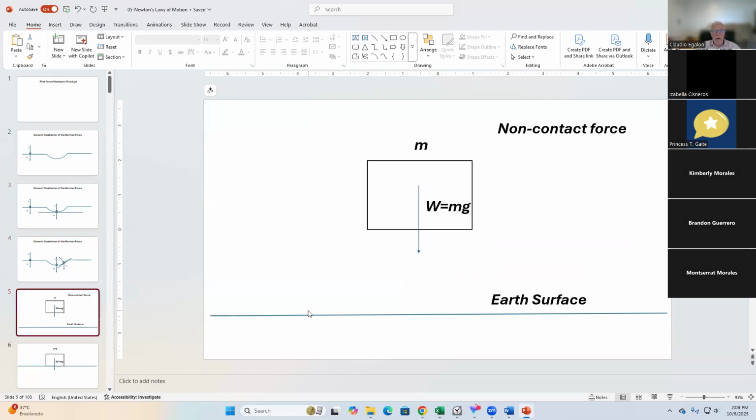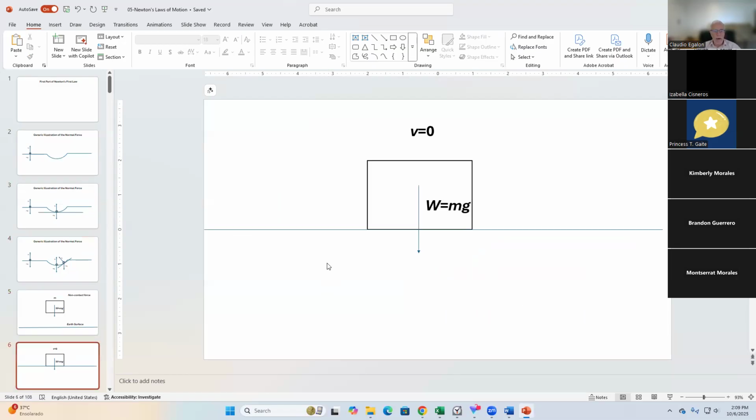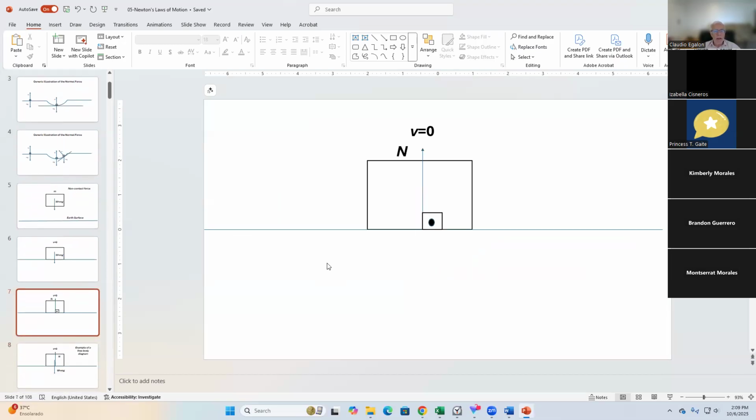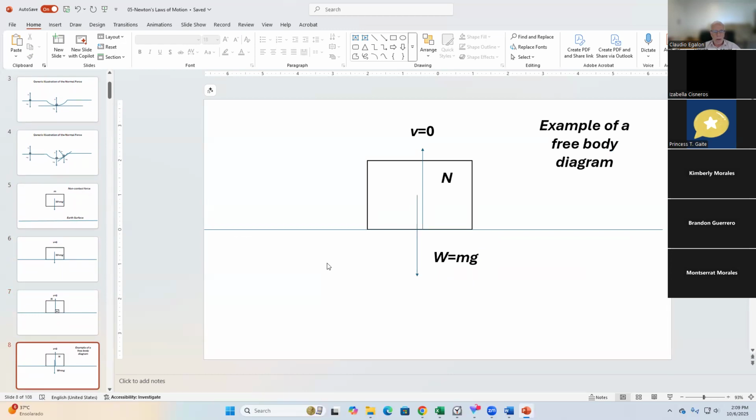Here's the slide for the weight. And here you go, the object over the surface of the Earth. We have the weight, and we also have the normal, exactly the same as you saw there. And this object is at rest. And what you have right in here is what we call the free body diagram. A free body diagram is a diagram in which we document all the forces that an object is subjected to. So in this case, we have the weight and the normal.